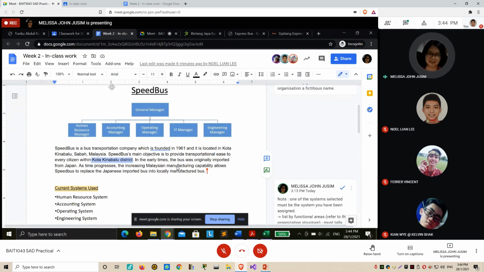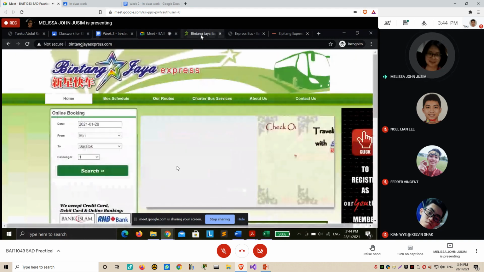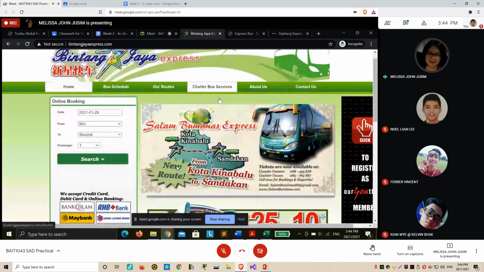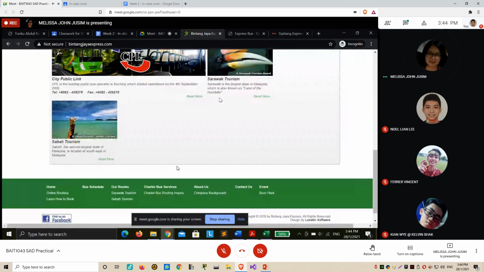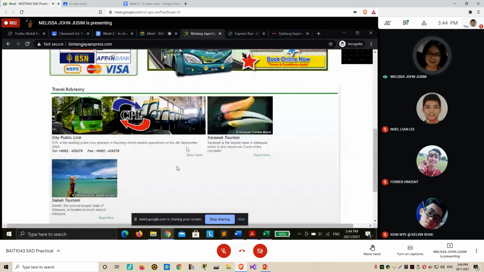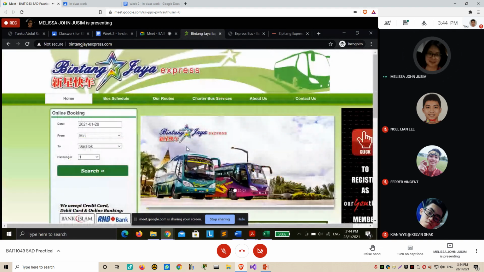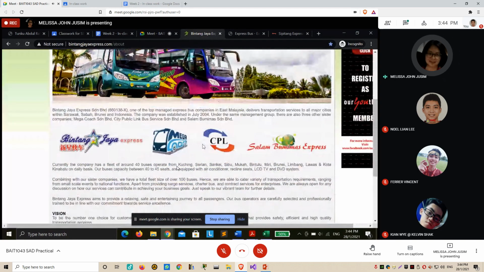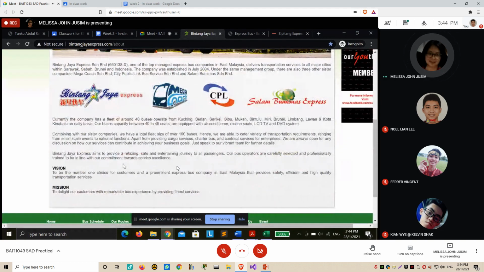Now, I did some Googling here. I found this Bintang Jaya Express. There is not so much information, but you can still refer to their ticket booking and how they explain themselves. Let me see about us. From the explanation, I will know how big this company is. If it's a big company, then I believe they need more functional areas.